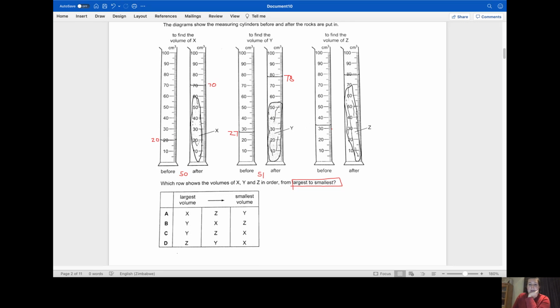When we read off here, the volume before is 33 in this measuring cylinder and 79 in that measuring cylinder. 79 minus 33 gives you 46. So that means Y is the biggest, followed by X, followed by Z. Y, X, Z, your answer should be B. This was very simple, just reading measuring cylinders and finding the difference between the 2. And you want the largest to the smallest.